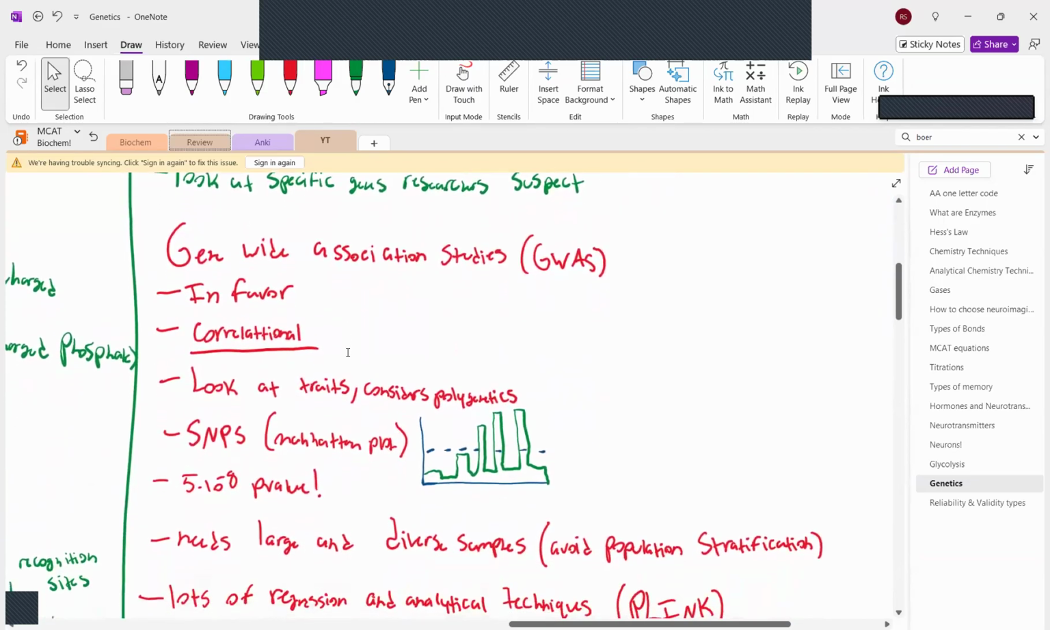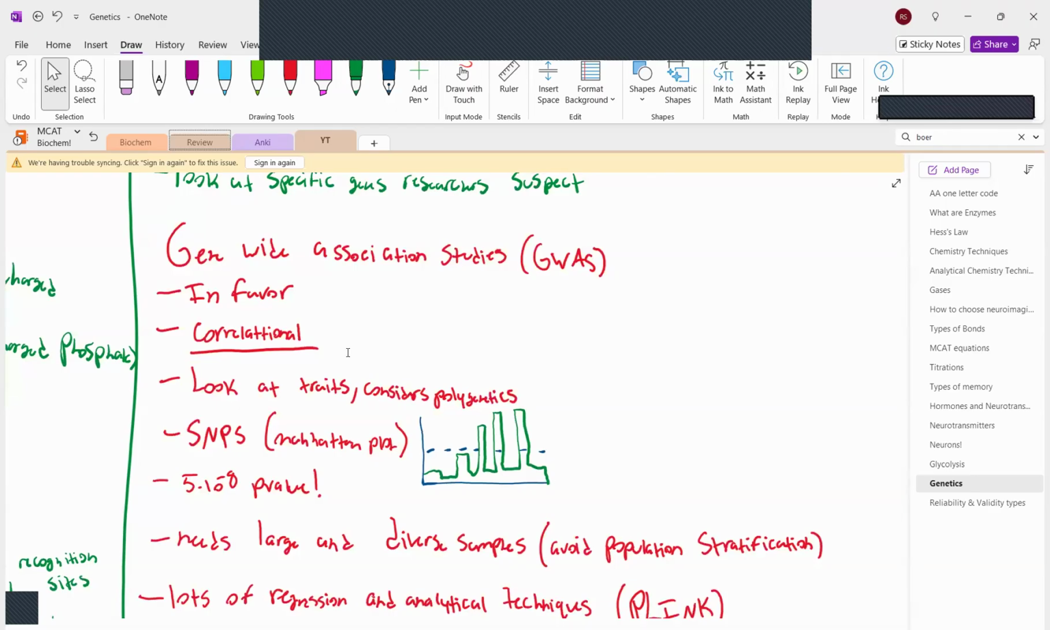If they are correlational, they are not causal. Just because you can't attribute a SNP to a gene, since a lot of them are in intergenic regions. You also have to consider the polygenic nature of genes, like I was talking about. So there are multiple genes that relate to one trait.